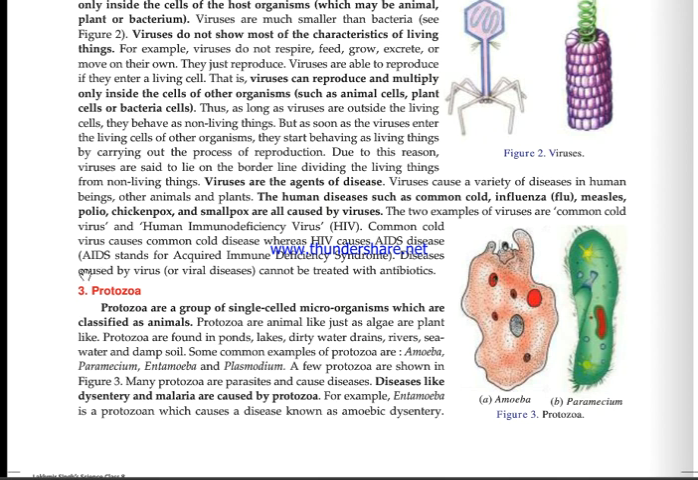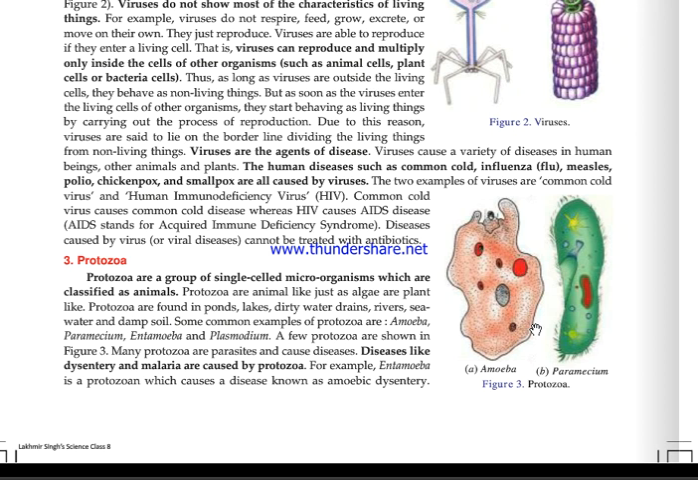Some another microorganism is protozoa. It is a group of single-celled microorganisms, as we see in the figure, that is called amoeba, and this is paramecium. These fall in the category of protozoa, and both are single cellular microorganisms. And protozoa are animals, just like algae are plants. It means protozoa, amoeba and paramecium are animals, and algae are plants.